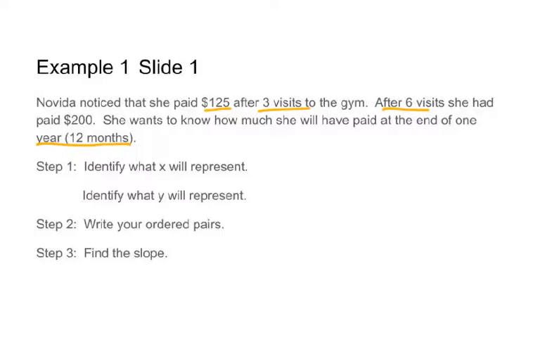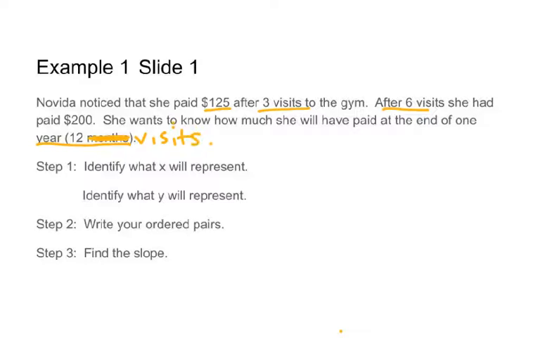All right, so she's going to visit the gym, and she's going to do 3 visits and pay $125 and 6 visits. And we're just going to change this last part. I want you to mark out the word months and put 12 visits, because we are just talking about not months, but visits. So we do want to change that to that.